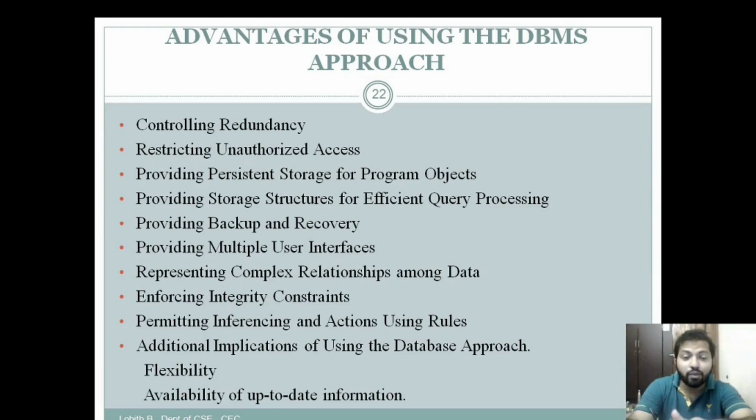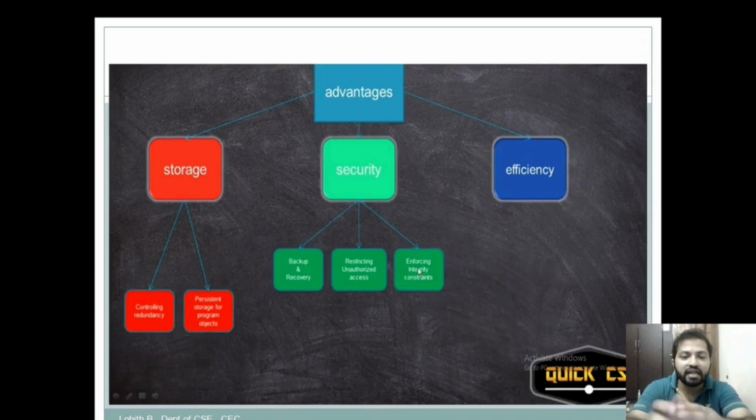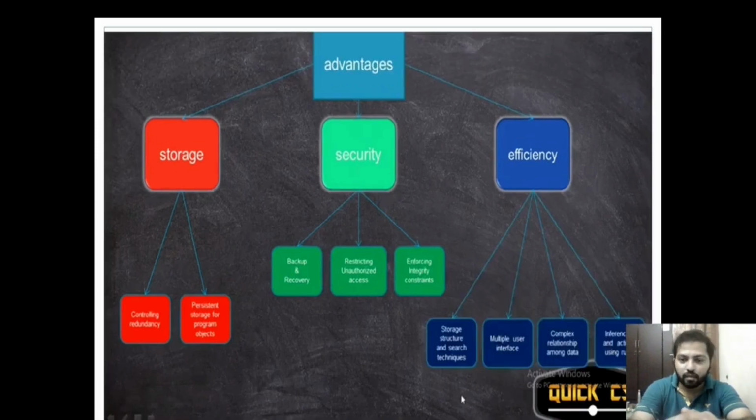Let me divide these nine advantages. Based on storage, I will divide it as controlling redundancy and persistent storage for program objects. Based on security, I will divide it as backup and recovery, restricting unauthorized access, and enforcing integrity constraints. And based on efficiency, I will separate it as the storage structures and search techniques, multiple user interfaces, complex relationships among data, and inferencing and actions using rules.